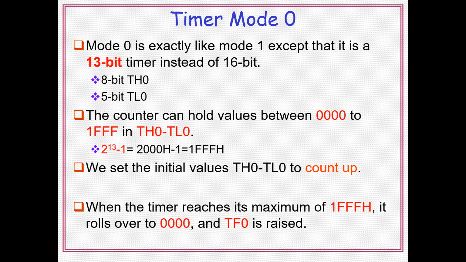After that, it rolls over to 0000H and raises an interrupt flag called the timer overflow flag. So we set the initial values in TH0 and TL0 to count up. When the timer reaches its maximum of 1FFFH, it rolls over to 0000H and TF0 or TF1 is raised, based on your timer 0 or timer 1 selection.